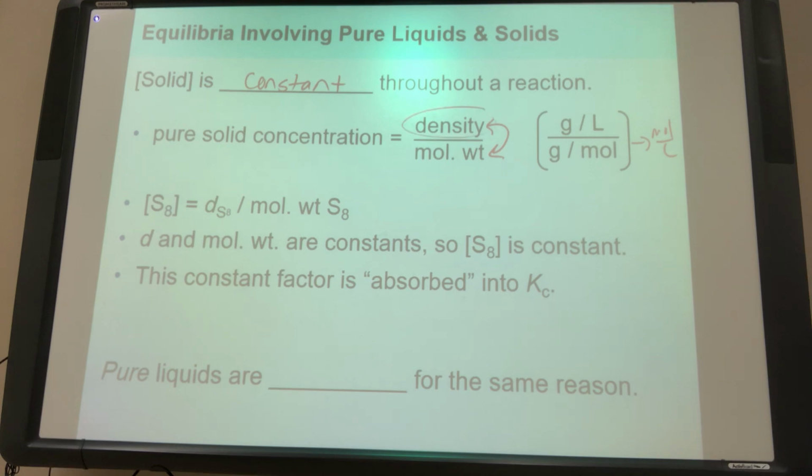The density of a solid doesn't change. Its molecular weight doesn't change. So if I have a pure solid, its concentration doesn't change. For example, the concentration of S8 is going to be constant because my density and my molecular weight are constants. So like I said, the concentration is going to be constant. This factor is kind of absorbed into the Kc. This is why we don't write it. We can just ignore it because it's not going to change.